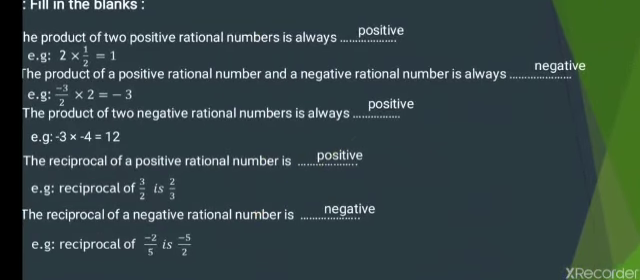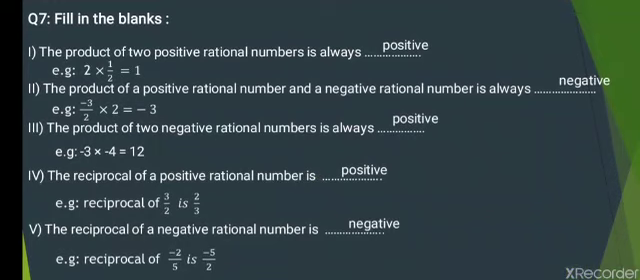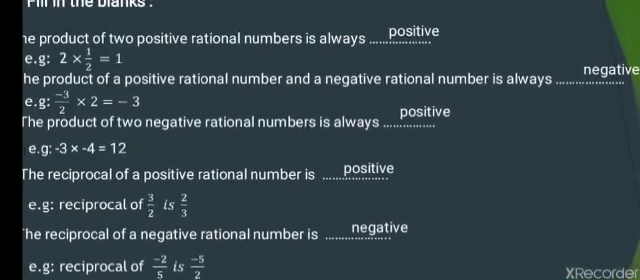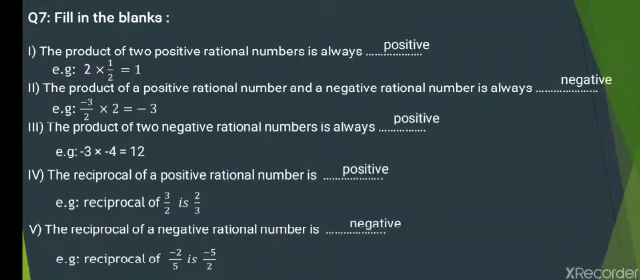So in this slide, we will discuss question 7, that is fill in the blanks. You have to fill the blanks. First part is the product of two positive rational numbers is always positive. Why? Because plus plus is always plus, and when you multiply a positive rational number to a positive rational number, the signs get multiplied, plus plus is plus, so the answer will obviously be plus. Here in this example you can see 2 is a positive rational number, 1 by 2 is also a positive rational number, and their product, that is 1, is also a positive rational number. Why? Because plus plus is plus.